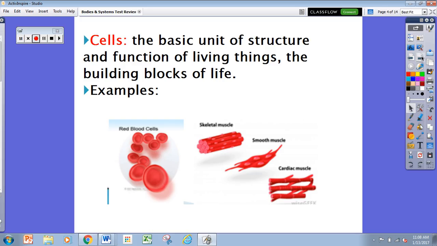You have red blood cells, skeletal muscle cells, smooth muscle cells, cardiac muscle cells, which we looked at under the microscope. There are skin cells, bone cells, nerve cells. There's hundreds of different kinds of cells. These are just a few examples. That is, again, the most simple level.